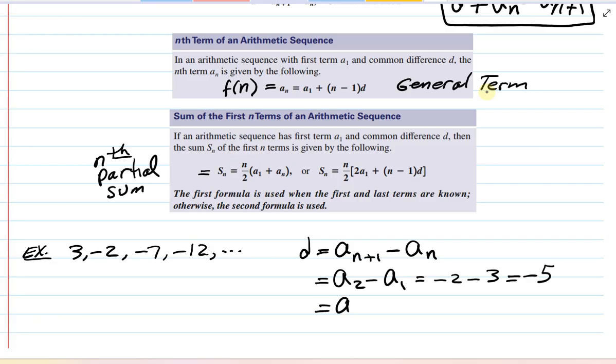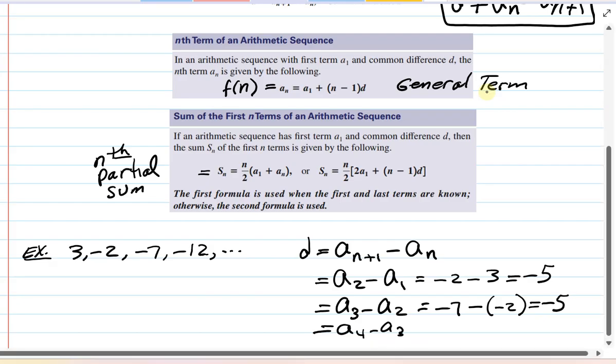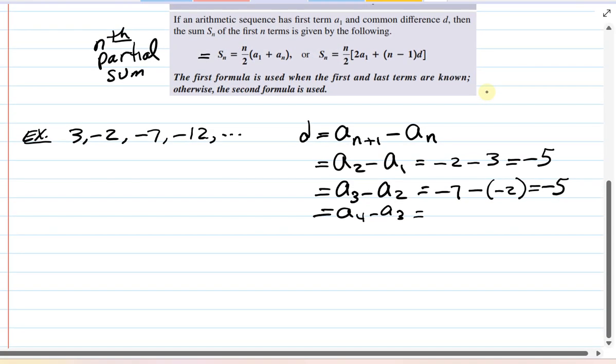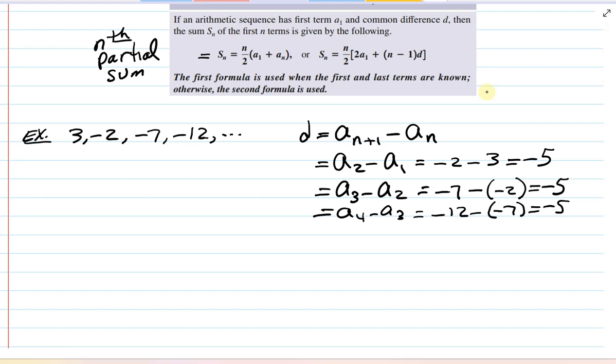What if I do the third minus the second? The third minus second is going to be -7 minus -2. Again, -5. And just to do one more, if I do a4 minus a3, this one is going to be -12 minus -7, and again -5. You see, we have a common difference as we go from one term to the next term. So it looks like it is an arithmetic sequence that I just made up.